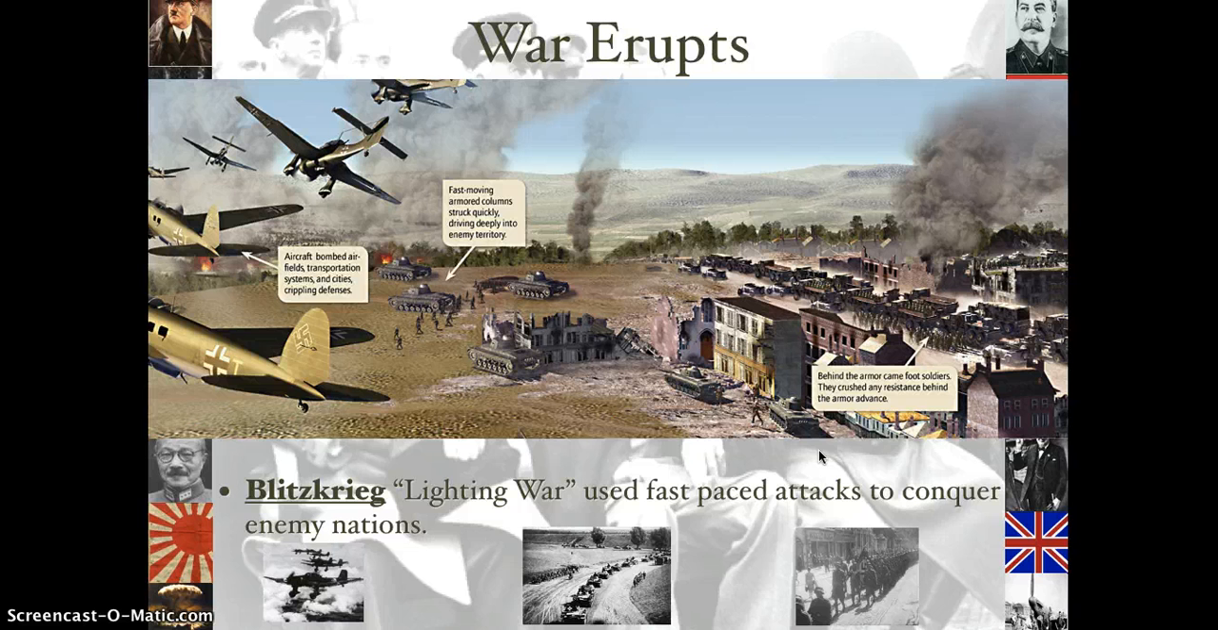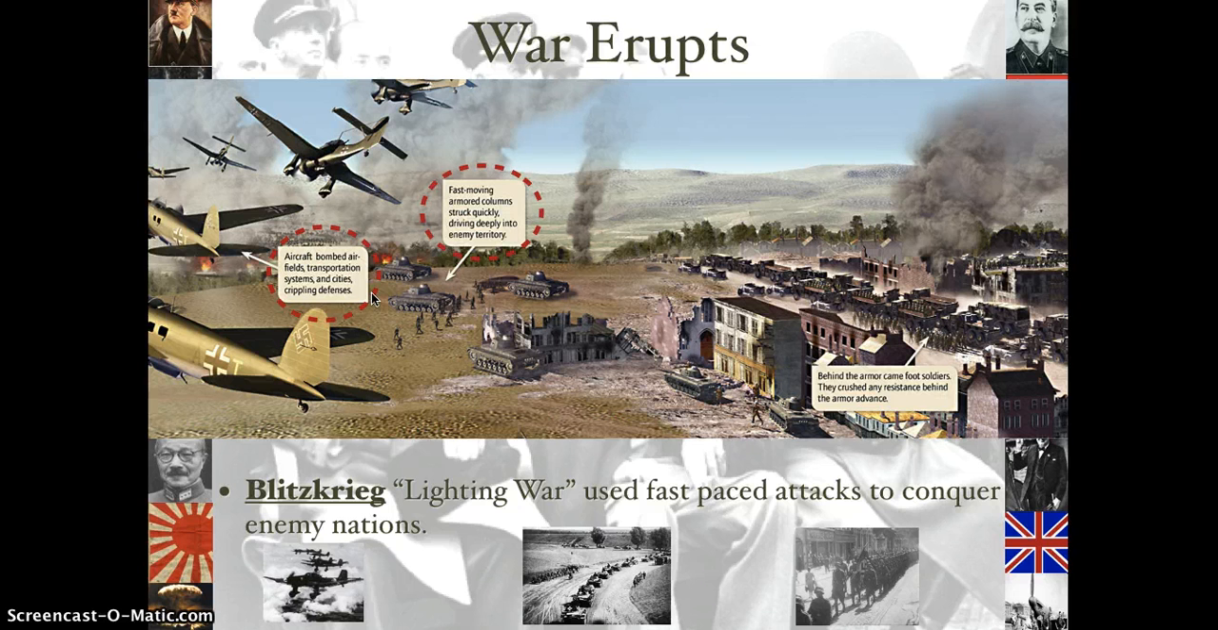And so this is Blitzkrieg tactics. We can see this graphic that I have here. First come in the planes. They bomb transportation systems and airfields and power plants, anything that can cripple defense and cause chaos.